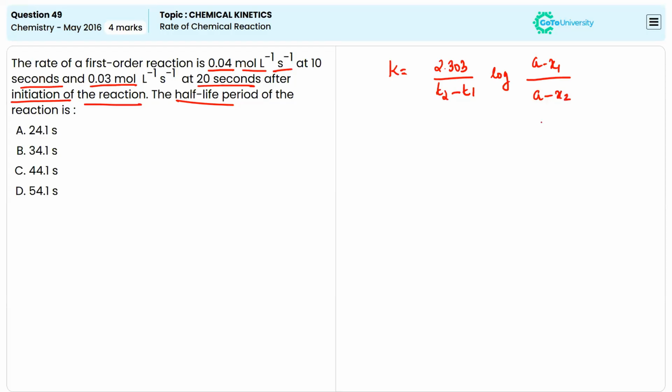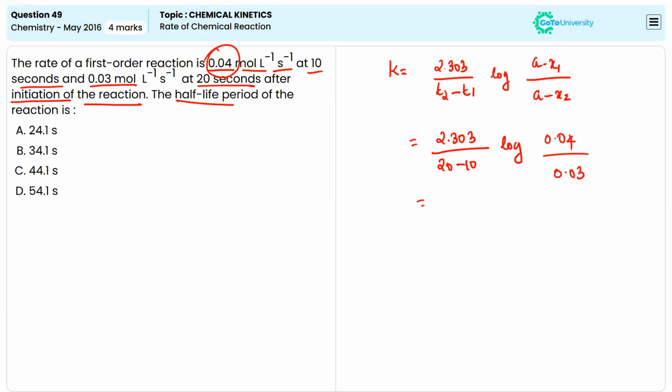Okay. So here at a time 10 seconds the rate is 0.04. At 20 seconds the rate is 0.03. So we can substitute the values. 2.303 divided by t2 minus t1 will be 20 minus 10, because 20 seconds and 10 seconds. Then logarithm of a minus x1. So here a minus x1 will be 0.04 at first time. Next is 0.03.